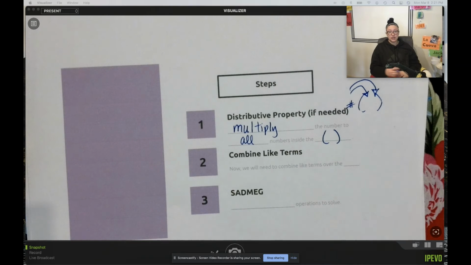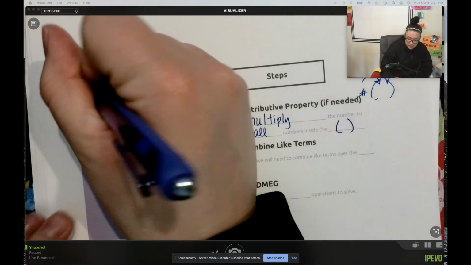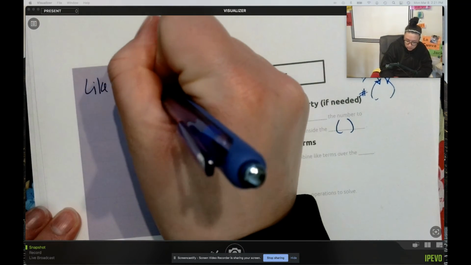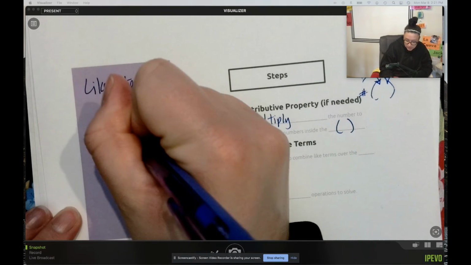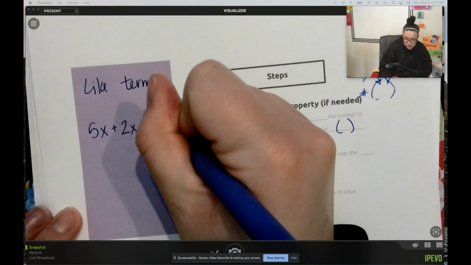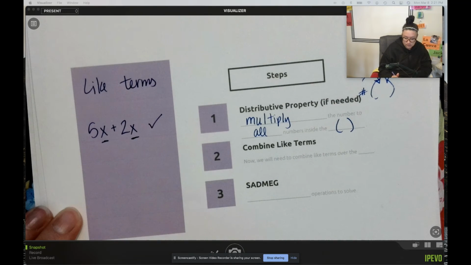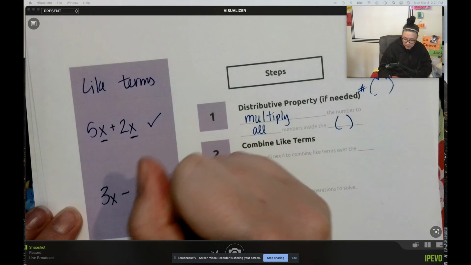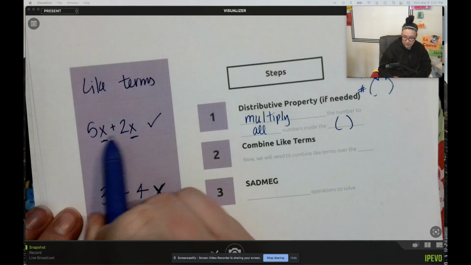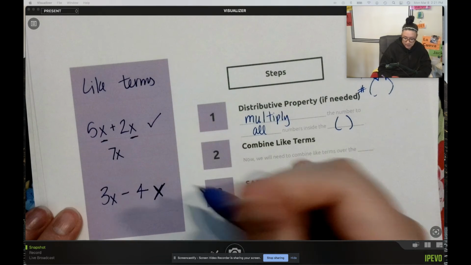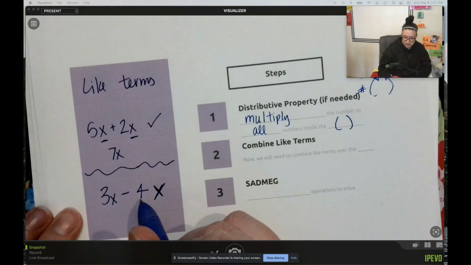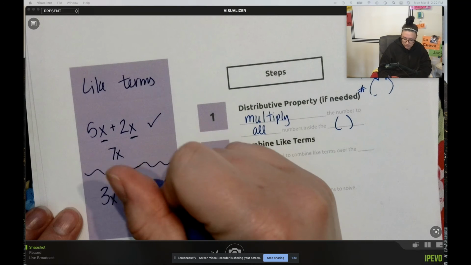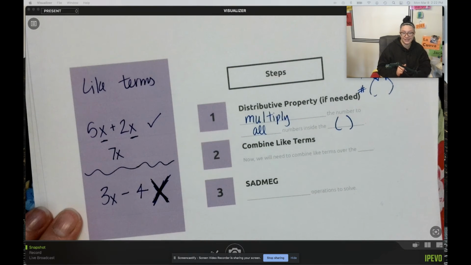Then, if you can, combine like terms. Remember, with like terms, if we see 5x plus 2x, that's okay. Those are like terms. They both have x's. If I just see 3x minus 4, those are not like terms. I cannot combine them. But 5x plus 2x, that's going to be 7x. 3x plus or minus 4, we cannot do that. That's not the letter x. We can't combine those because 4 doesn't have an x with it.